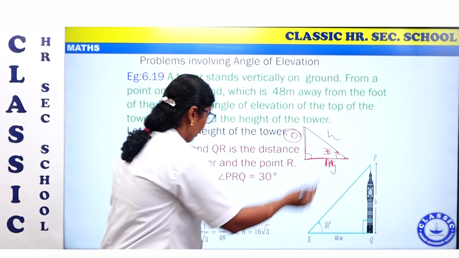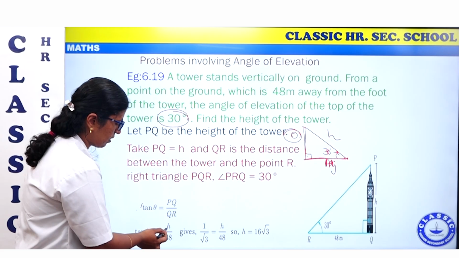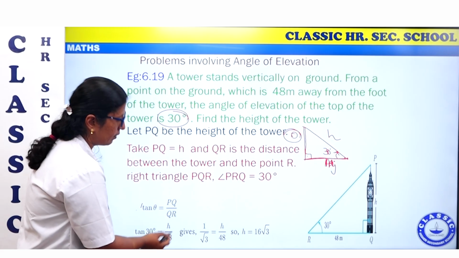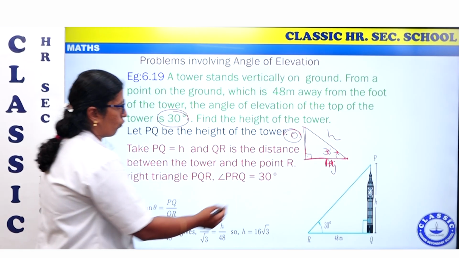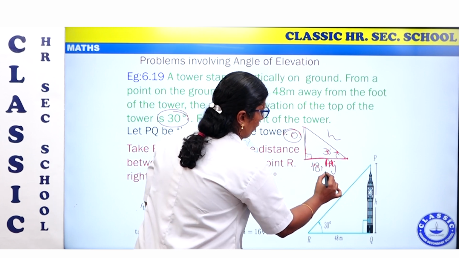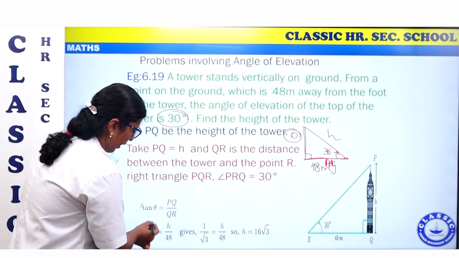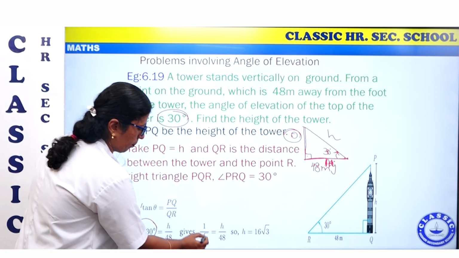What is the angle given for you? Tan 30. Tan 30, height of the tower is the opposite side, and for the adjacent side, what are they given? 48 meter. The distance between the ground and the tower is how much? 48 meter given. So h by 48. What is the value of tan 30? Just remember 1 by root 3.